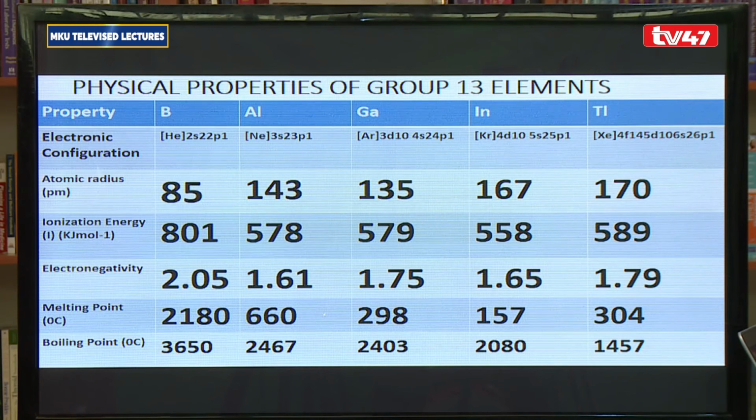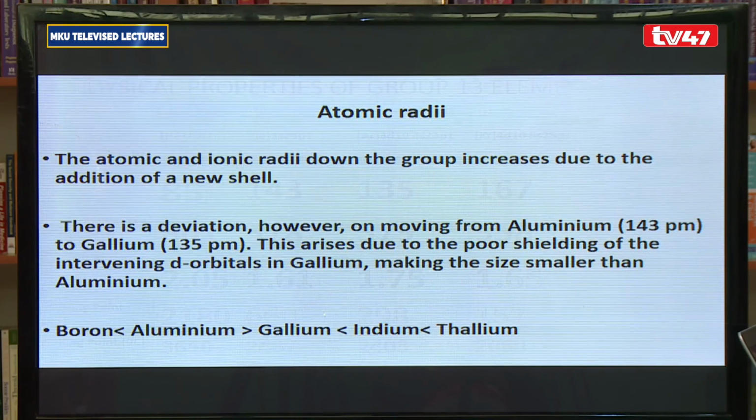If you look at the electronegativity, boron has the highest electronegativity, and that is why it tends to form covalent compounds. Melting points, of course, boron has the highest melting point because it has the smallest atomic radii, and of course it has the highest boiling point. The boiling point decreases down the group. So these are the group 13 elements: boron, aluminium, gallium, and indium.